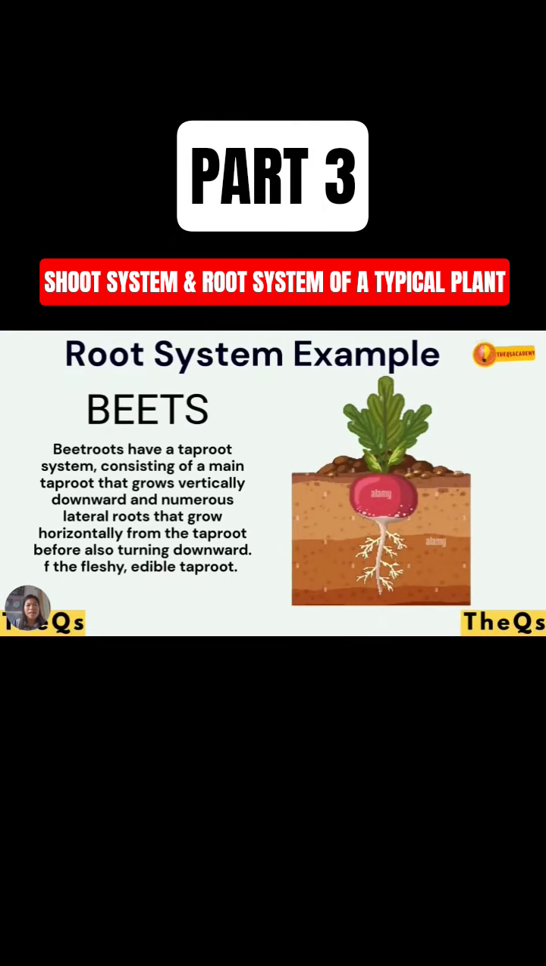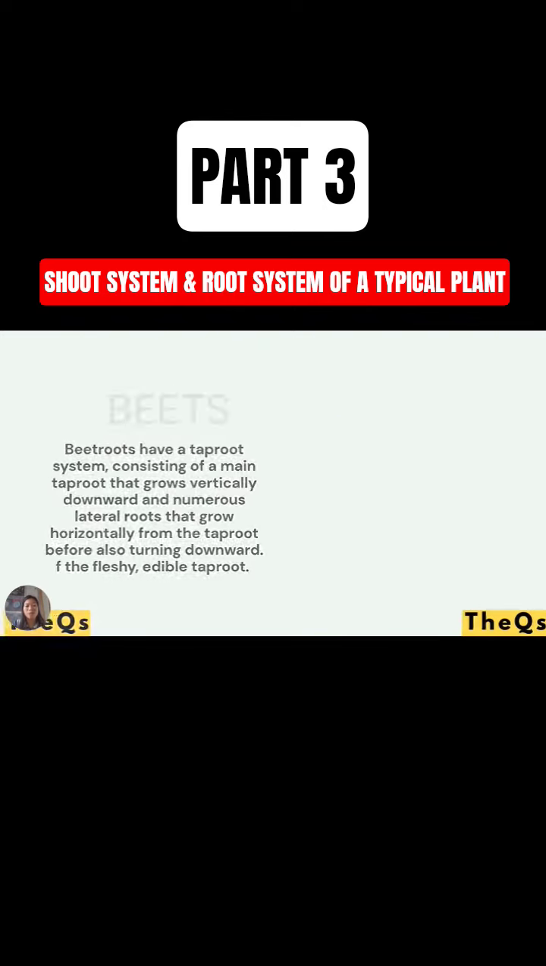And another example, beets. Beets have a taproot system consisting of a main taproot that grows vertically downward and numerous lateral roots. So the thin roots or the smaller roots are called lateral roots. But the big one is called the main taproot or main root.